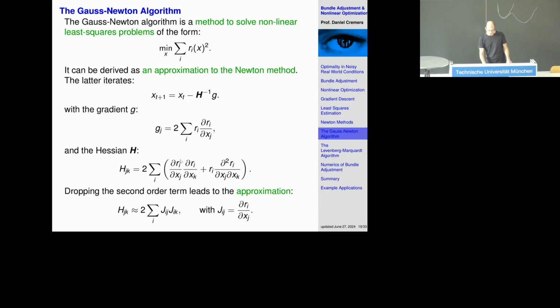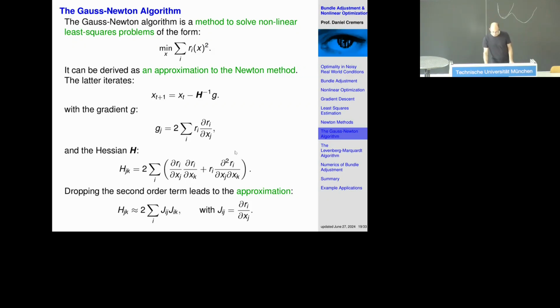And so you see we have a product of two first derivatives of the residual plus the residual times the second derivative of the residual. And now, this is the exact Hessian for the Newton method. And you could just take that and plug it in here, compute the update. But what you can also do, and this is the idea of the Gauss-Newton approximation, is you drop this second term.